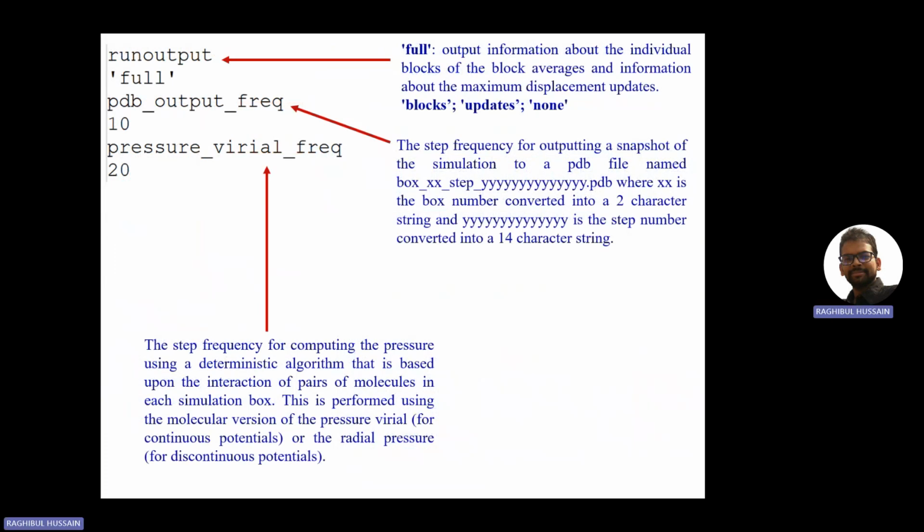So next is run output. See, we have so many options. This is the output information about the simulation. If you put full, it will give you the entire information available with the simulation. So normally you put full. If you don't know what information you are looking for, write full. It will print each and every piece of information. Otherwise, you have other options.